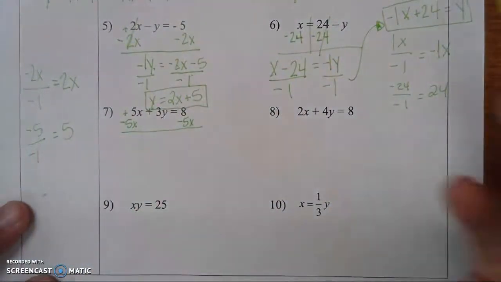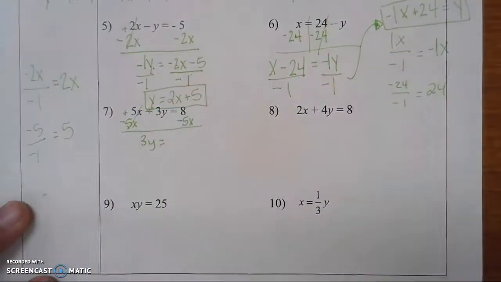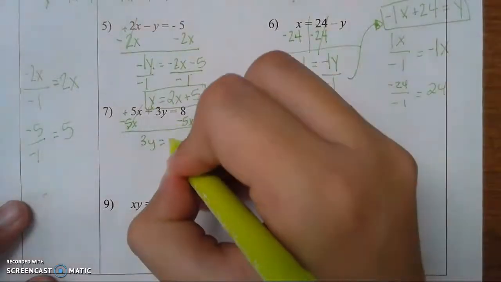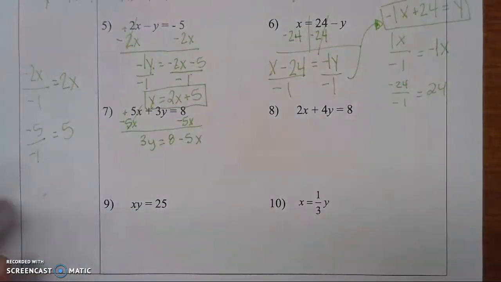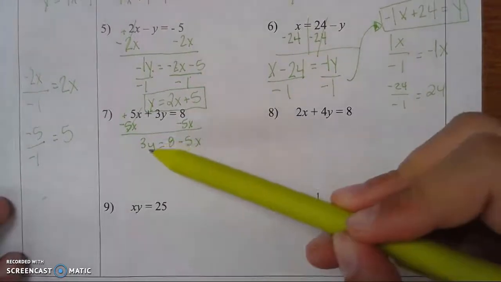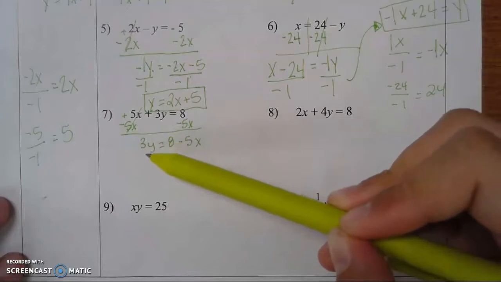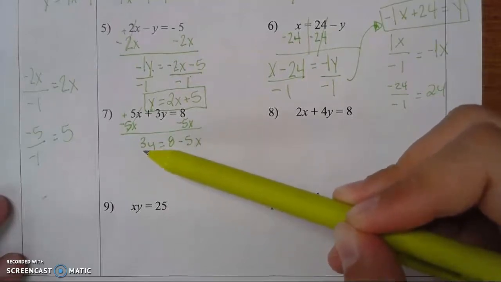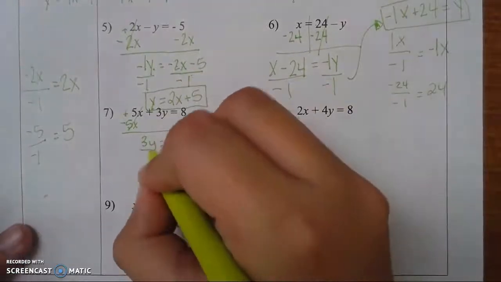So your 5x minus 5x will cancel. You'll be left with 3y equals, and then 8 minus 5x. You cannot combine those together, so you'll just leave it alone. And then notice how there's a 3 attached to the y. Again, we need to have y by itself, or in other words, a coefficient of 1. So right now the 3 and the y are multiplying, so the opposite of multiplying is to divide.